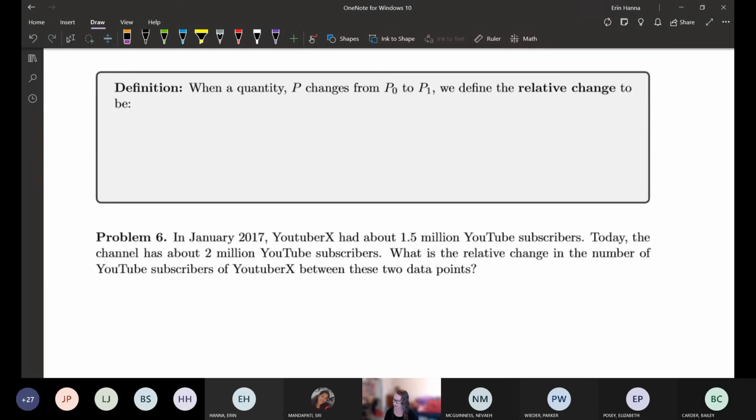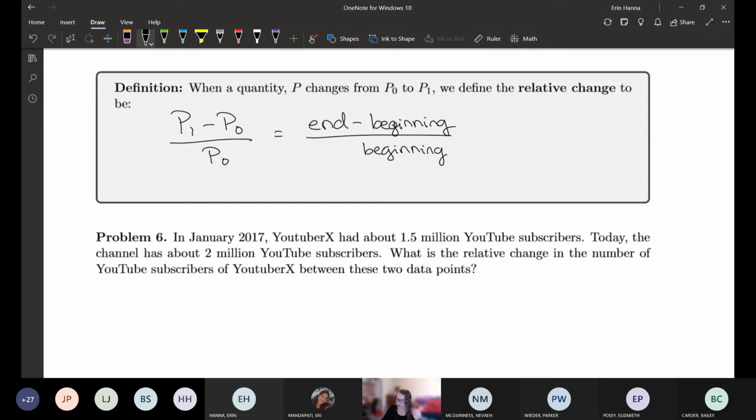So changes from P naught to P1, we defined the relative change to be the following. We take P1 minus P naught over P naught. Or the way I like to think of it is I like to tell myself end minus beginning over beginning.